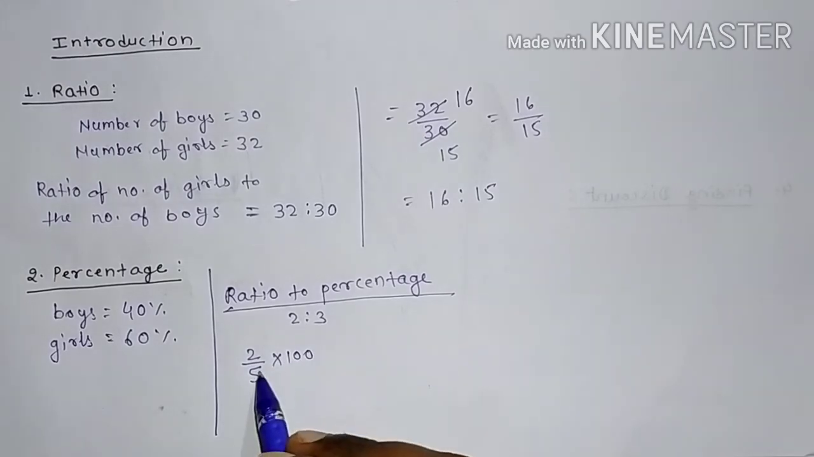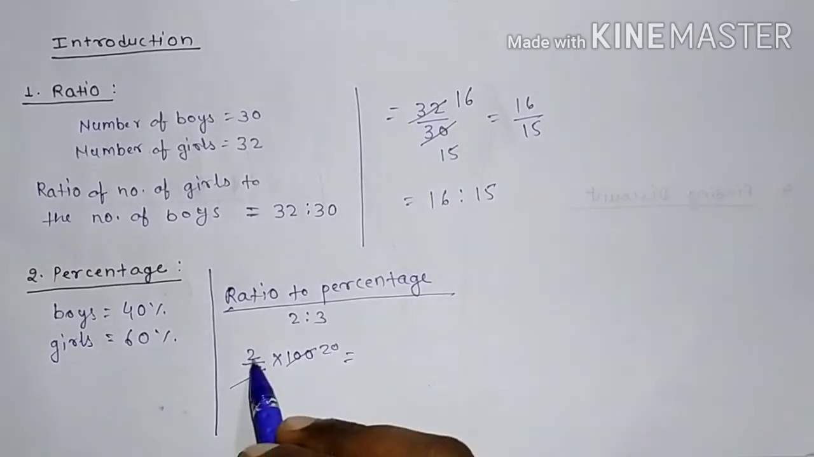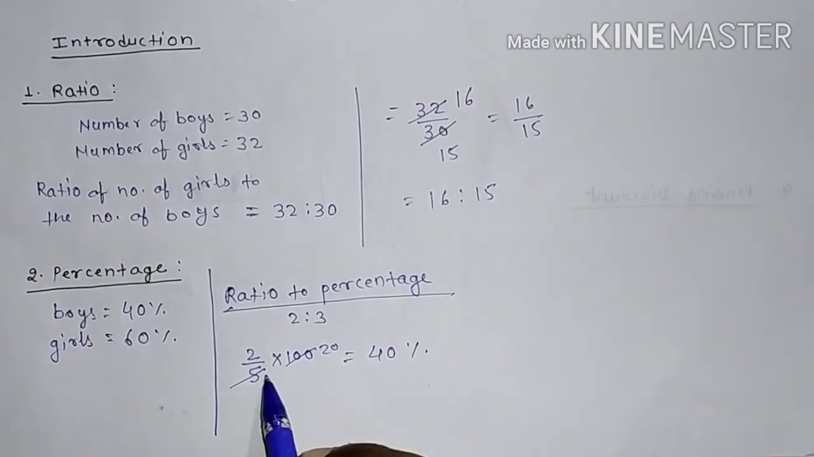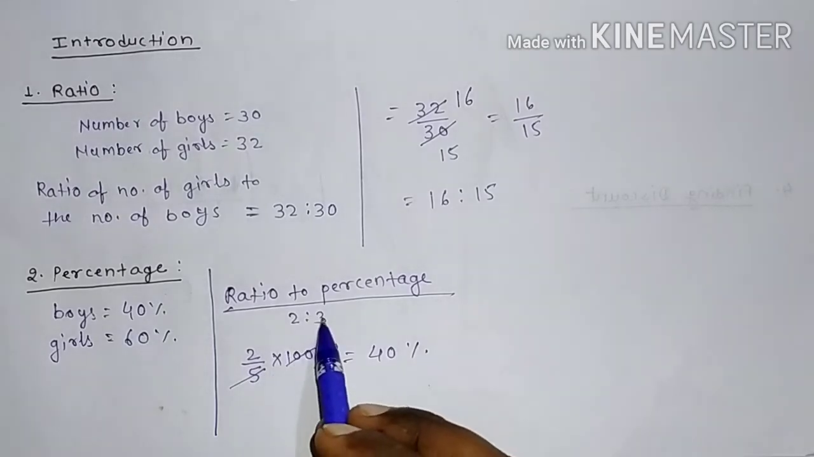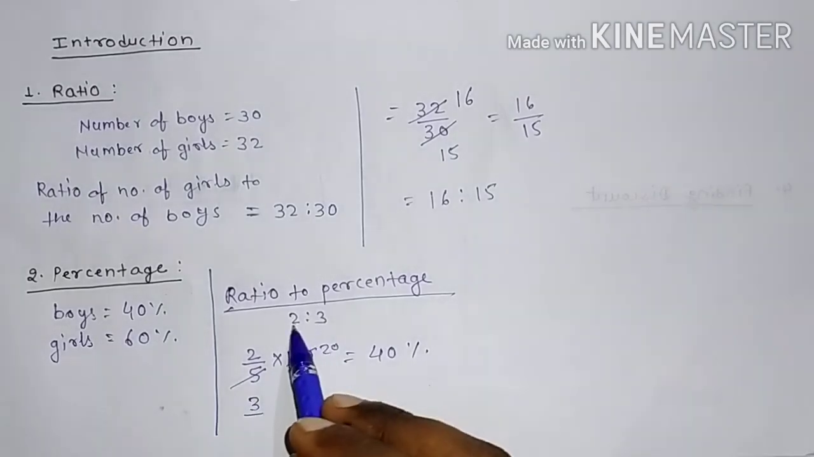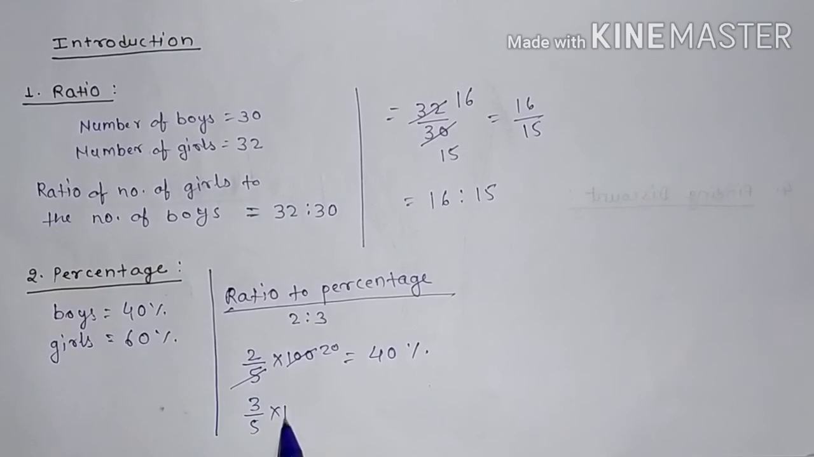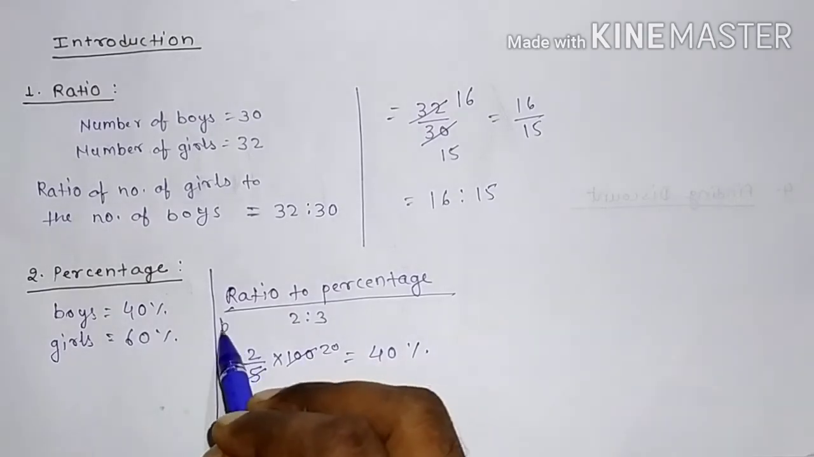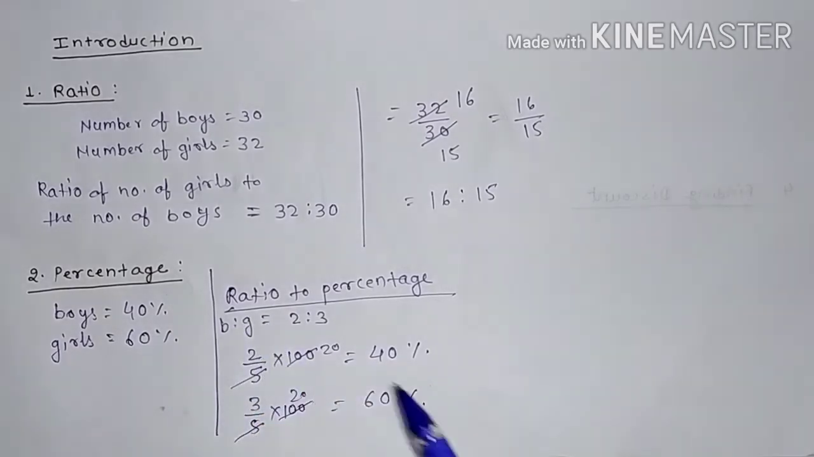So just solve it. 5 to the 10, 20, 2 into 20, that is 40. So 40%, and if we represent 3, we just write 3 divided by the sum of these two numbers, 2 plus 3, that is 5, into 100, so just divide it, 5 to the 10, 20, and now 3 into 20, that is 60%. So here boys are 40% and girls are 60%. The ratio of boys and girls is given here, so we can find it like this.